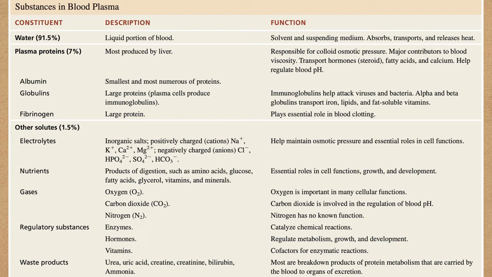Then the regulatory substances like enzymes, hormones, vitamins, same as the waste products: urea, uric acid, creatinine, bilirubin, and ammonia. Nice to know because this is one of the most common problems of my patients, just for you to understand. Maybe I'll talk about creatinine. Creatinine is actually one of the waste products of our muscles and metabolism.